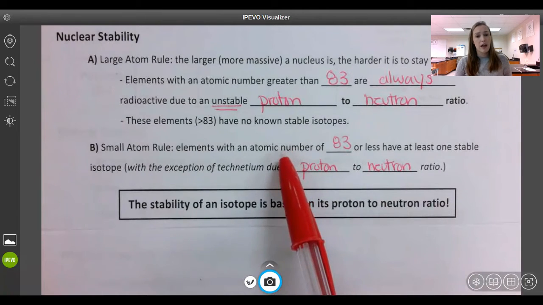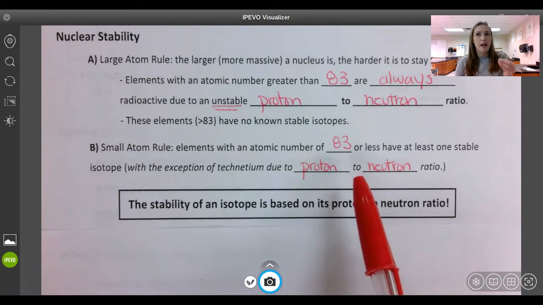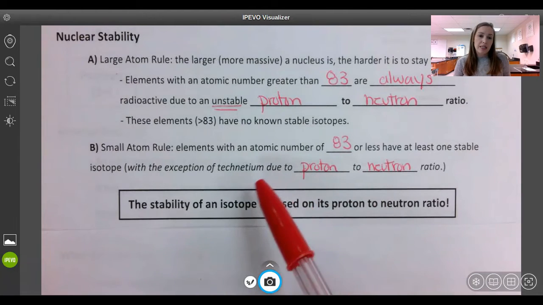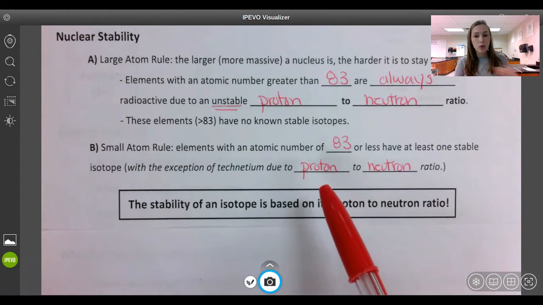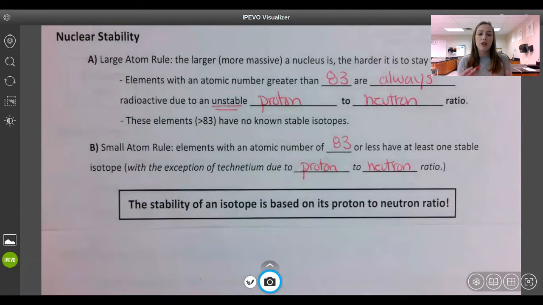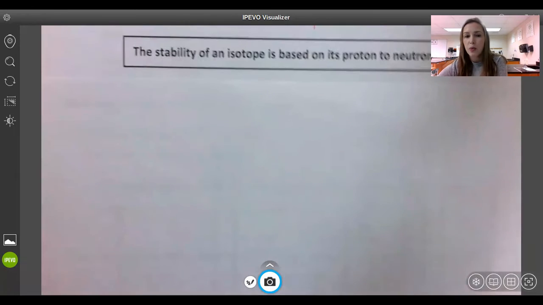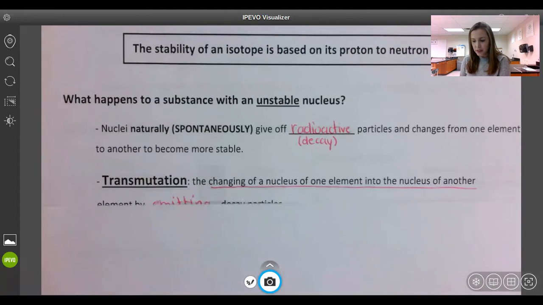Now, the small atom rule is that elements with an atomic number of 83 or less have at least one stable isotope, and then we'll have possibly one or more unstable isotopes. Now, one exception to this is technetium, and it has only unstable isotopes, and this is due to its proton to neutron ratio. So whether or not an isotope is going to be stable or unstable, so whether its nucleus is going to be stable or unstable, is going to be based on the ratio between the protons and the neutrons.